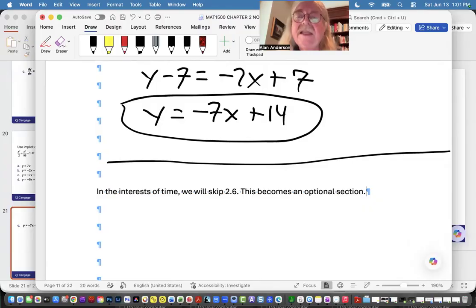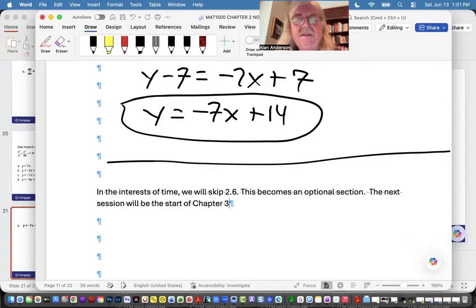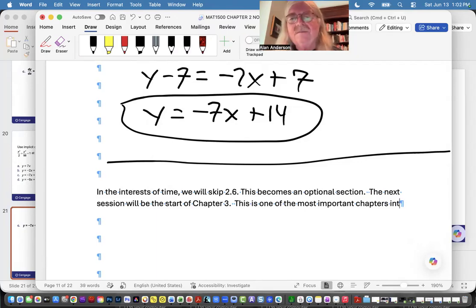All right. Then that means that the next time we meet, which will be very soon, of course, the next session will be the start of chapter 3. Now, this is an important chapter. This is one of the most important chapters in the course. That's why I'm eager to get to it. I want to get started. I'm going to skip over the 2.6. You can read it if you want.